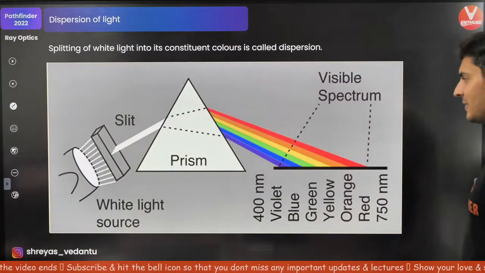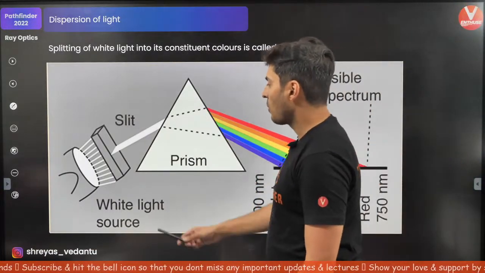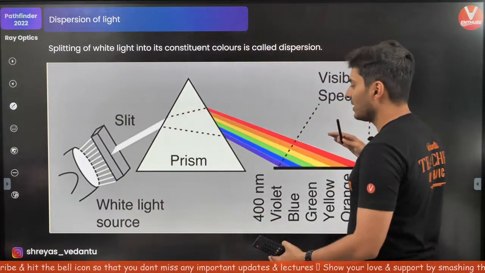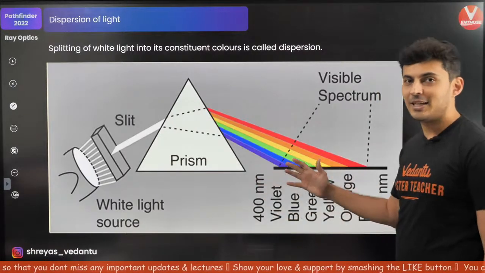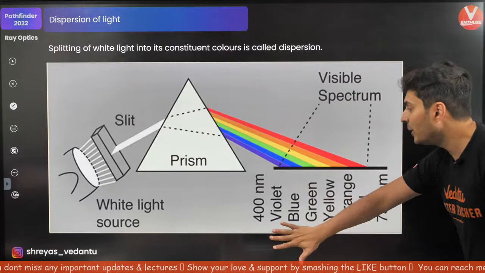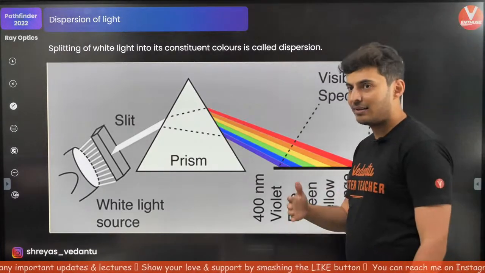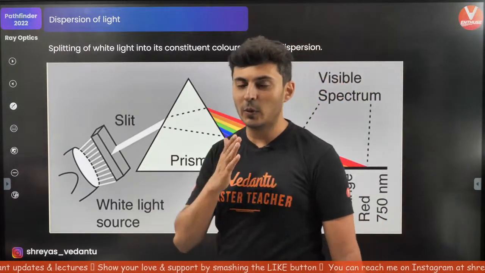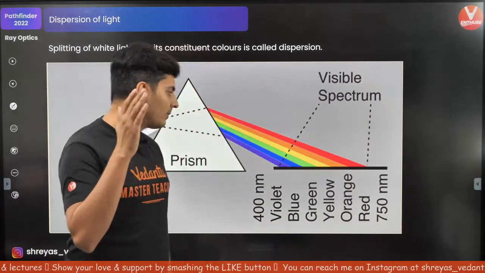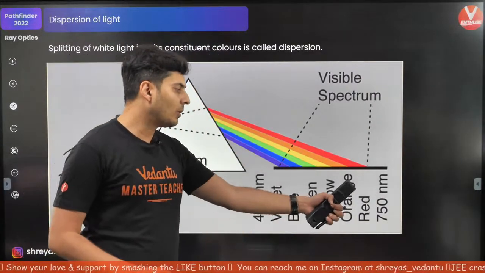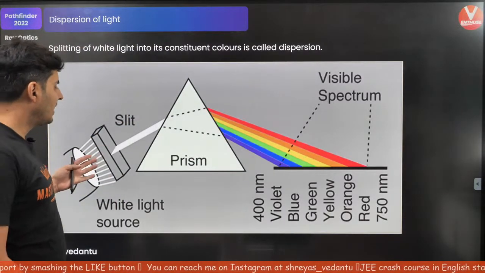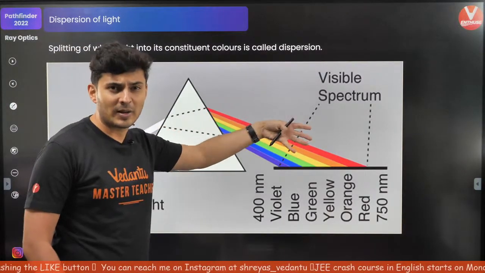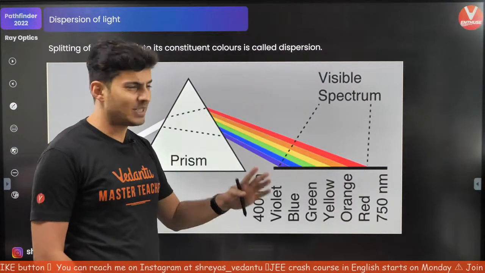Something like this. When you throw white light, it splits into its constituent colors. You can call it violet, indigo, blue, green, yellow, orange, red. That's your VIBGYOR. That's something which you should know. And if there are more colors, that can be also spread, but these are your visible colors which are seen.